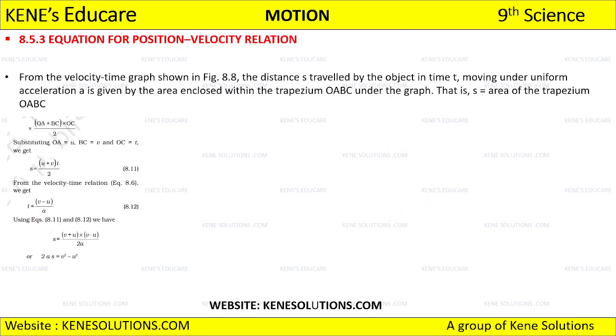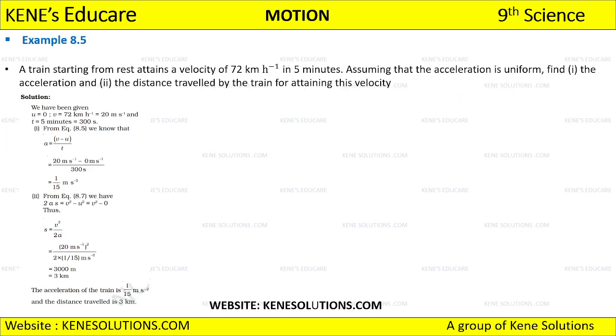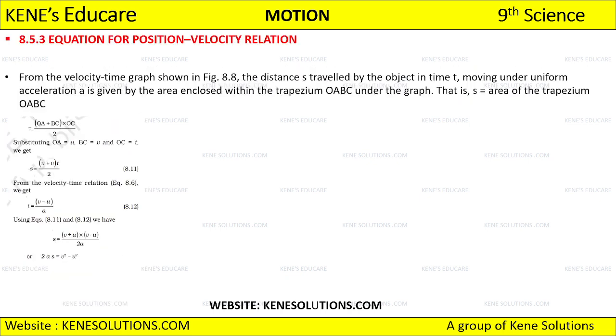Then we discussed the equation for position velocity relation. I just want each one of you to please go through it, because there's no graph for this. So just go through it as well. And over here we have the equation as 2as is equal to v square minus u square.